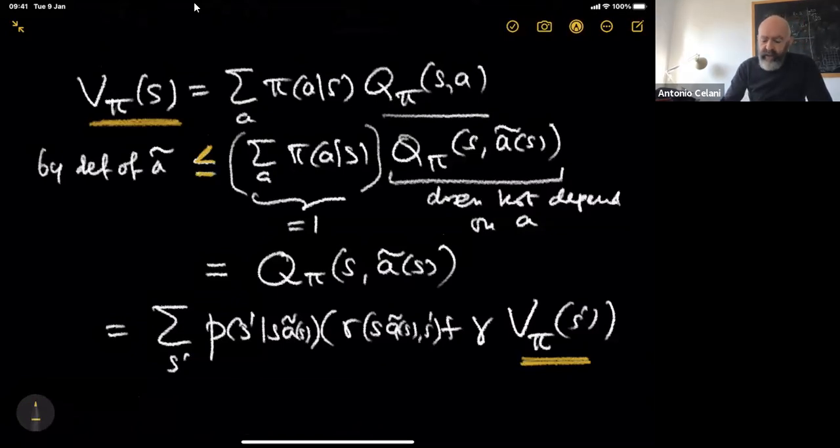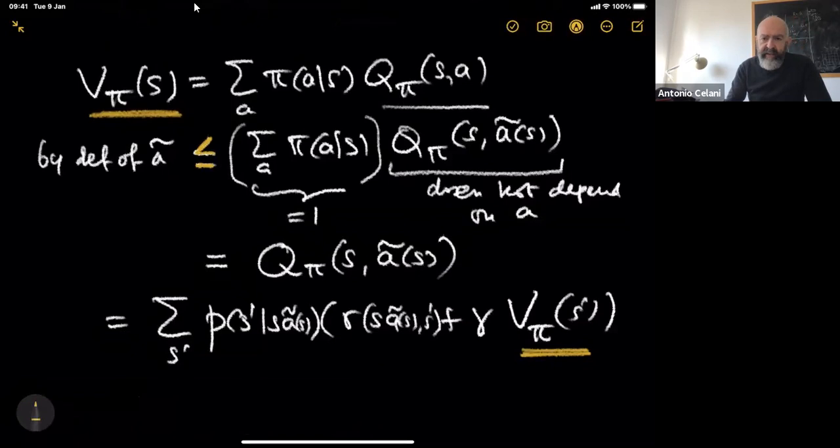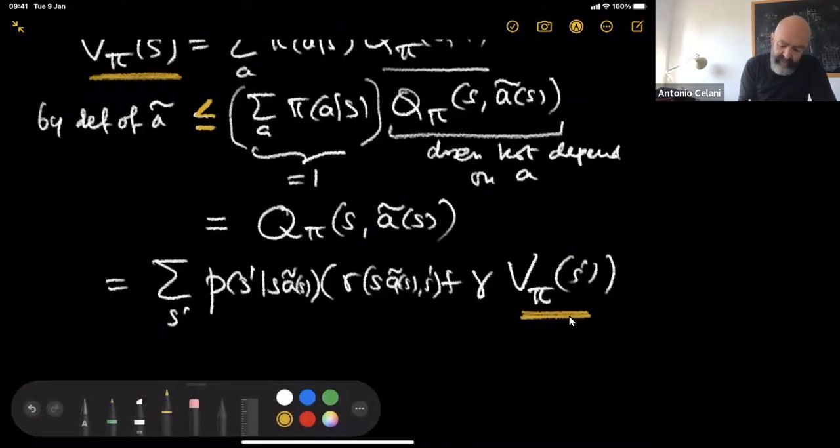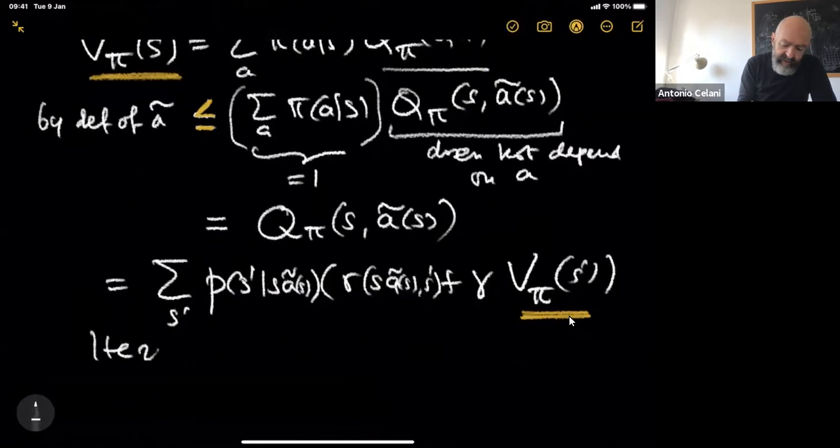So what we're going to do here is plug this inequality back in here. So this object here will be smaller than something on this side. Okay, so I'm going to apply this inequality iteratively. B pi of S prime is going to be smaller than some other thing. Okay, so let me write it explicitly. Iterate the inequality.